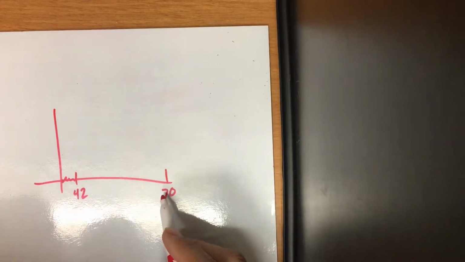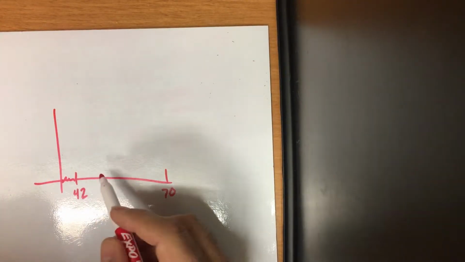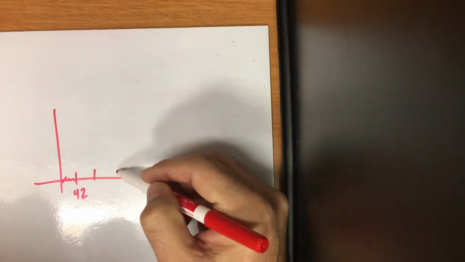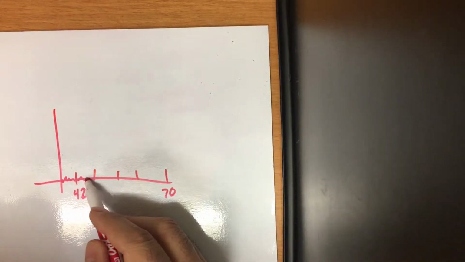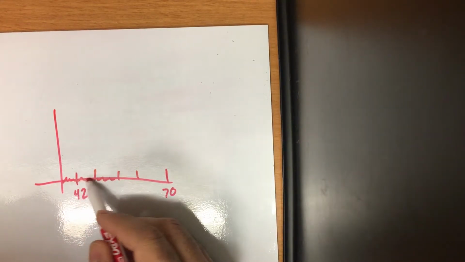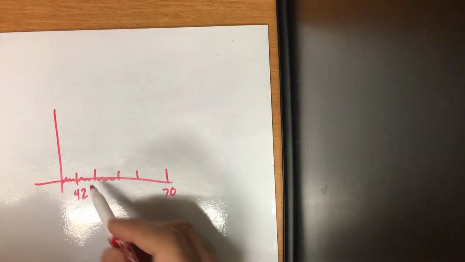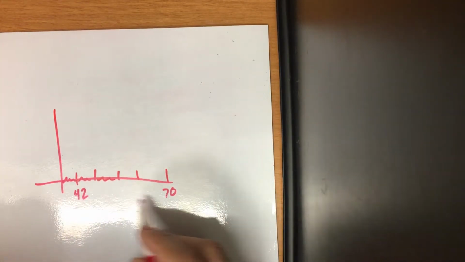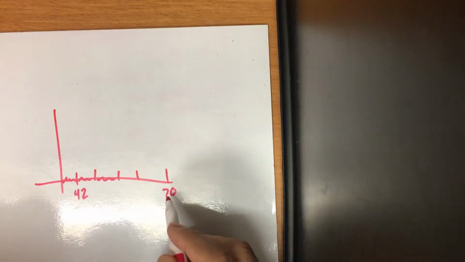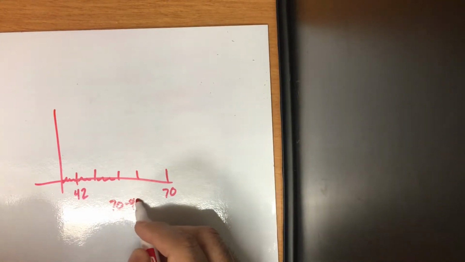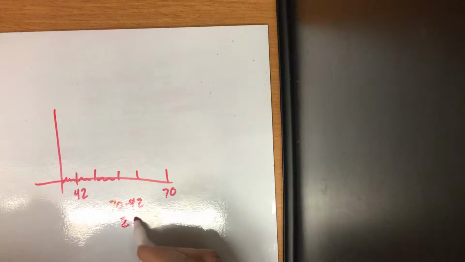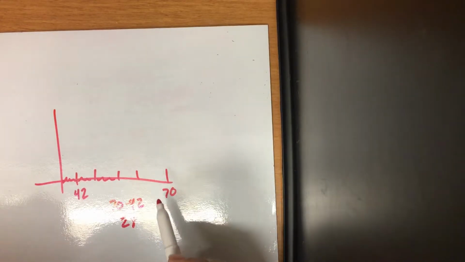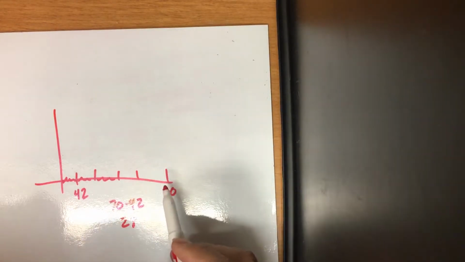So when I look at that and I go, well, from 70 to 42, how many bars do I want to have? So I have to decide on what I want this interval to be. This interval here is called the class width. So basically what we're going to do is take our range here, from 70 to 42. So what is that? 70 minus 42. That's equal to what? 28.